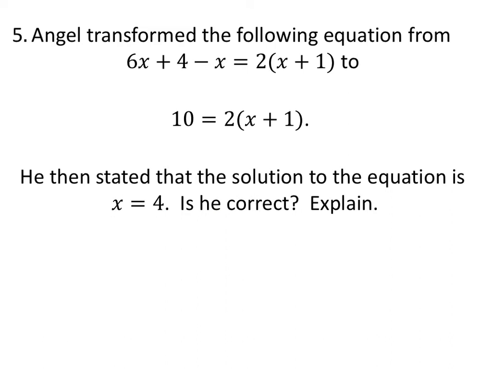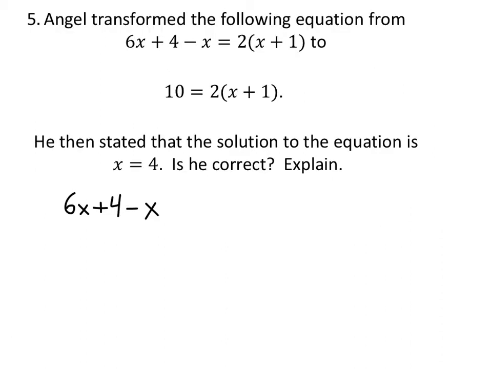Is that Angel? Am I saying that right? Angel? Okay, whatever. Angel transformed the following equation from 6x plus 4 minus x equals 2 times x plus 1 to 10 equals 2 times x plus 1. He then stated that the solution to the equation is x equals 4. Is he correct? Let's go over this one. We're going to start with that 6x plus 4 minus x stuff first.